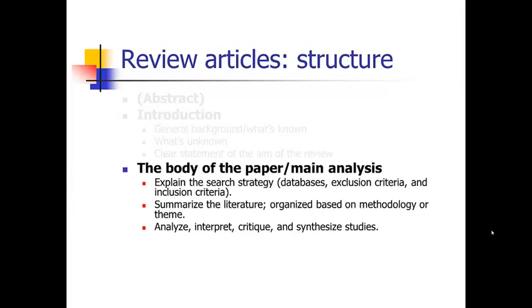That's going to be the bulk of the paper. You're going to explain what you did. So explain your search strategy, what databases did you search, what were your exclusion and inclusion criteria for the studies. Then you're going to summarize the literature that you found and that you included in your review. You could organize it a number of different ways, but it's got to be well organized.